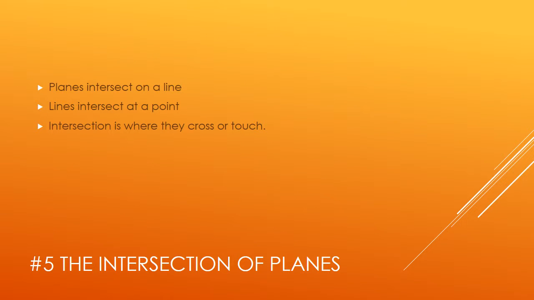Okay, so the next one, it says the intersection point of planes. I'm not going to draw a diagram here. It's just important to know that planes intersect on a line. My drawing is horrible. This line that's labeled AB is the intersection. Any 2 points on this line can be used to name it. Remember that lines intersect at a point, whatever that point is labeled as. Think of intersection as where they cross or touch.